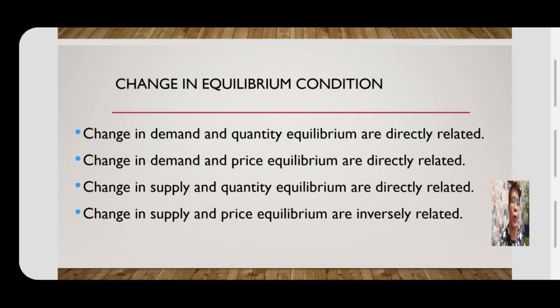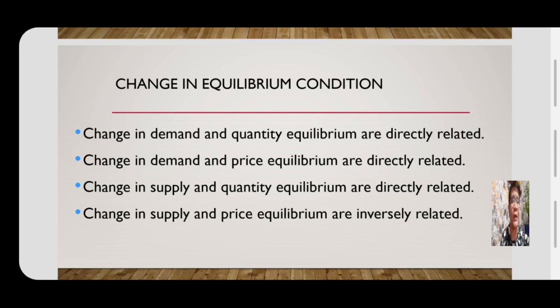So take note that there's only one among these four that is of inverse relationship. That is between the change in supply and price equilibrium. What does it mean? Because of the increase in supply, price equilibrium is expected to decrease. Or because of the decrease in supply, price equilibrium is expected to increase. So this is the kind of relationship we can observe between the change in supply and price equilibrium because they are inversely related.